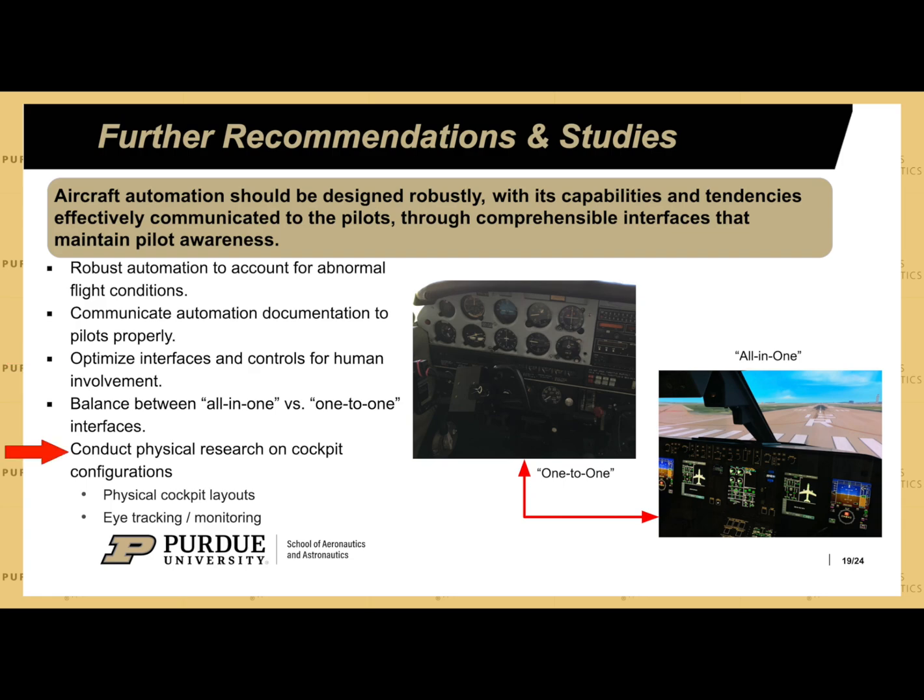These solutions will require further research, likely through hands-on testing of different cockpit layouts. There likely exists a balance between so-called all-in-one integrated avionics, such as seen in this Embraer E-Jet here, and one-to-one distinct avionics systems like we have in my old Piper Cherokee over here, concerning the amount of information displayed to a pilot in a given system or display.